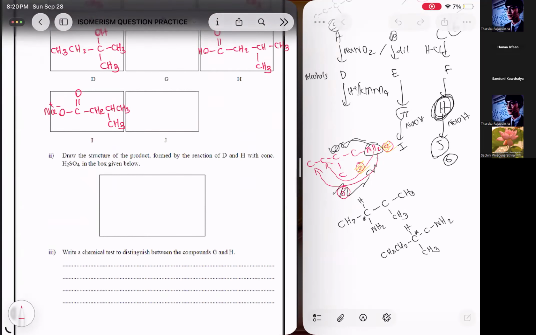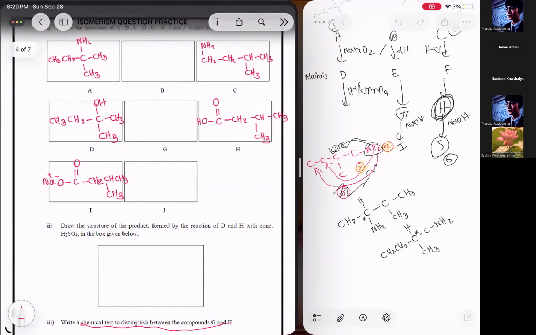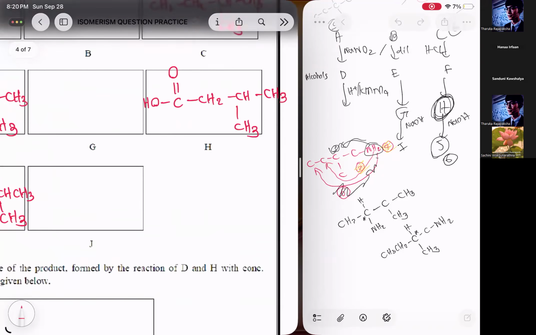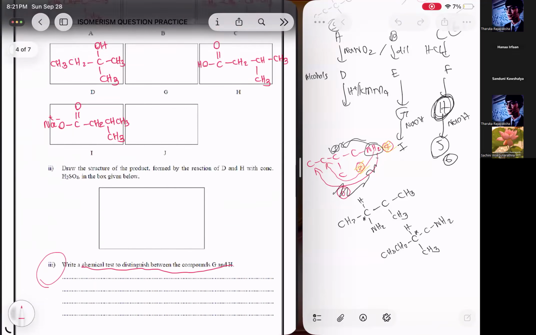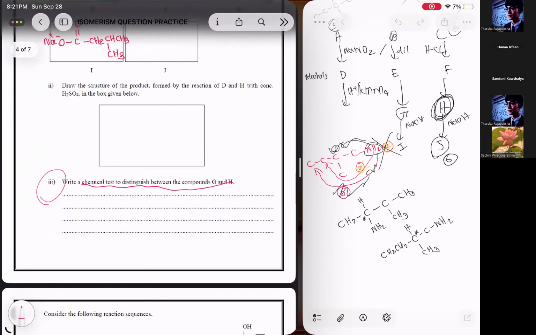They're asking to write a chemical test to distinguish between compounds G and H. H is this carboxylic acid. People, if the other one was also a carboxylic acid, then we have no method to distinguish. So looking at the last Roman numeral, we can say that this should not be a carboxylic acid, because we can't distinguish between two carboxylic acids. So definitely it should be the seventh one. Then we found out that B is the seventh one.